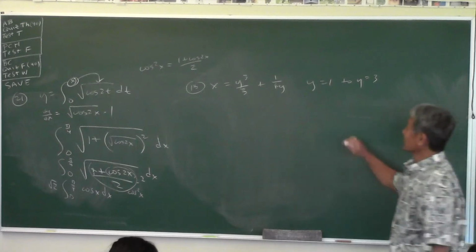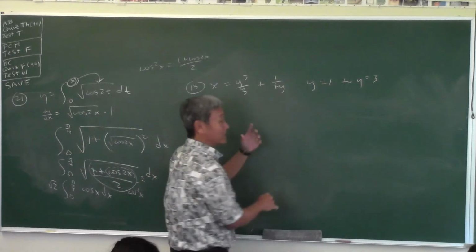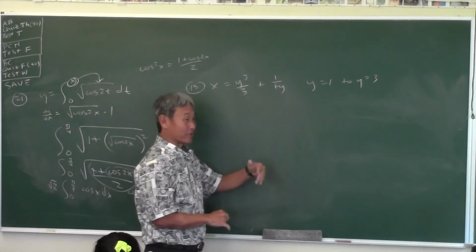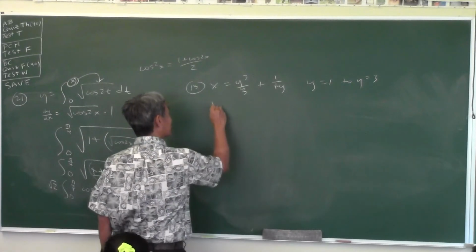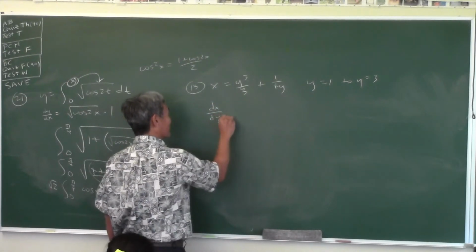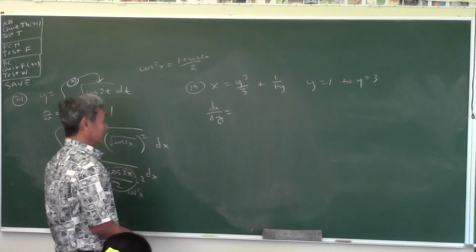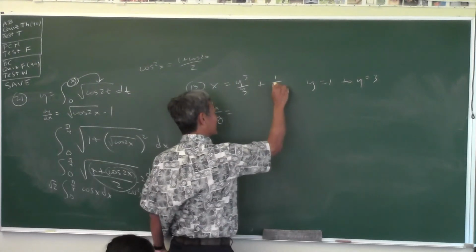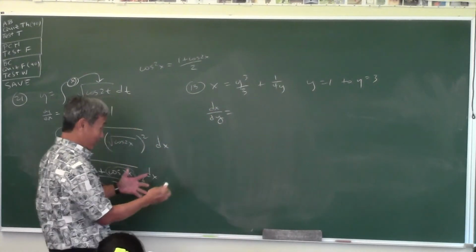Okay, so obviously we're going to use dx to y, right? We're going to integrate in terms of y. So the first thing you have to do is find the derivative of this. Now, I know in AB, some of them have problems actually just computing the derivative.